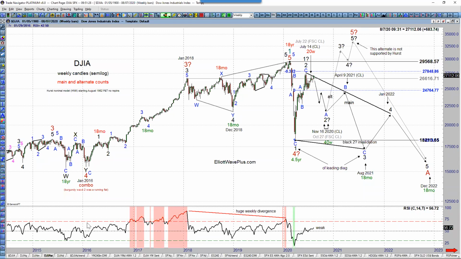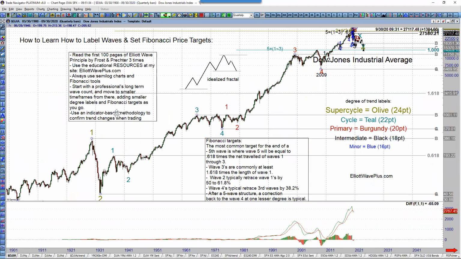Well, remember on my instructions, I said that you want to use an indicator-based methodology to confirm trend changes when trading. I'm almost finished here. I'm about running out of time, so I'm going to show you just one more thing.